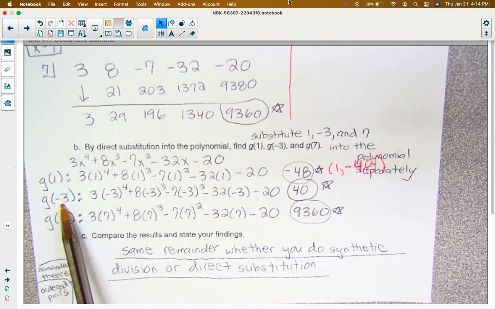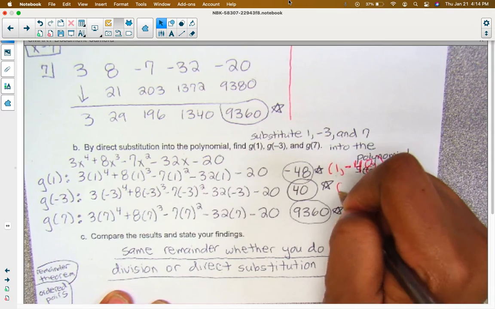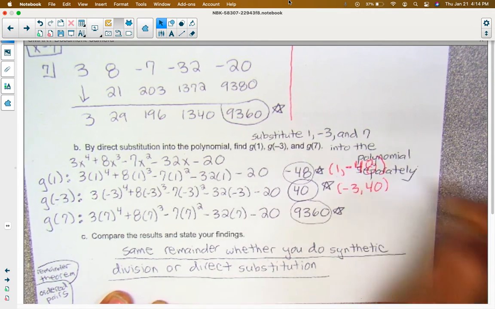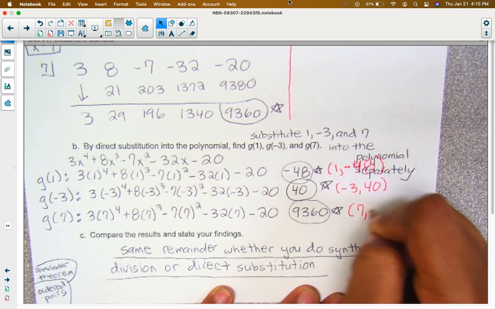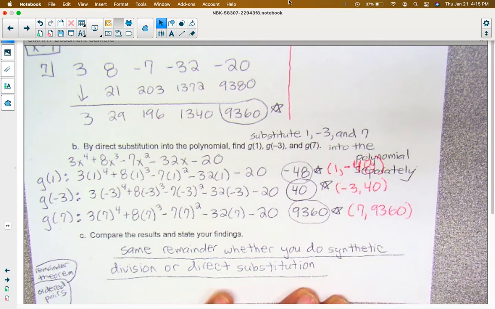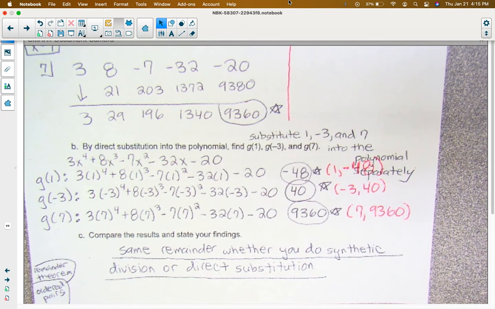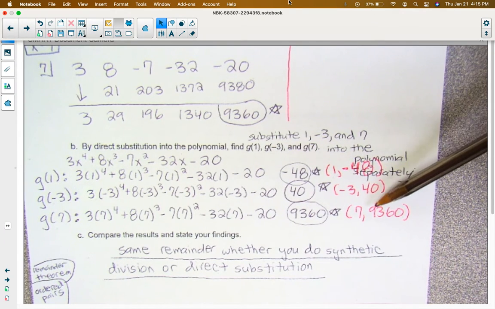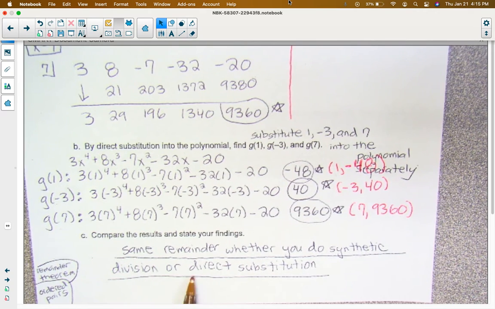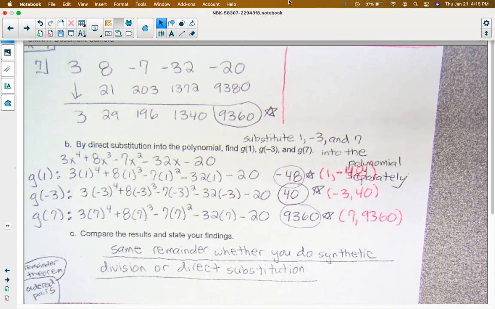Plug in negative 3, we get 40 back out. So negative 3, 40 is an ordered pair. Plug in 7, get 9,360 back. So substitution and synthetic division gives us ordered pairs. If I graph this polynomial, it'll definitely at least pass through 1, negative 48, negative 3, 40, and 7, 9,360. But the most important part from this little part 3 section is that you get the same remainder whether you do synthetic division or direct substitution. That is the take-home point for the remainder theorem.